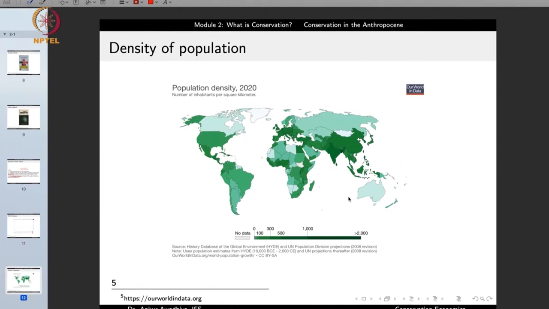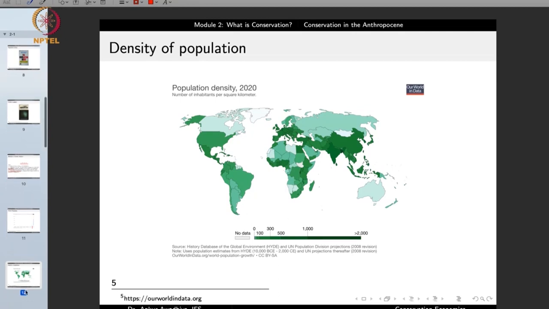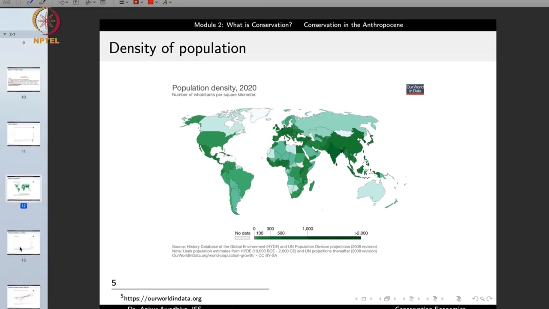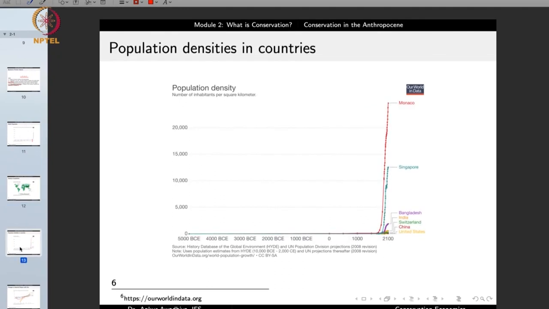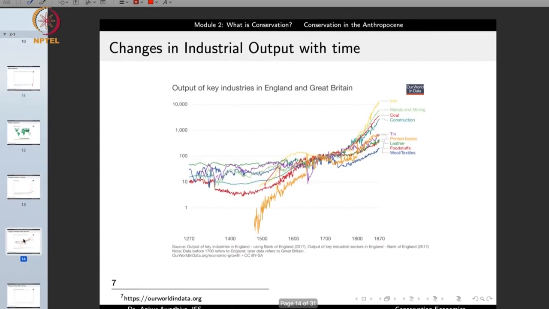And what we are observing here is that not only has the population been increasing with time and the rate been increasing with time, but also there are certain locations on Earth where the population density is very high, and that has an impact on the total human impact on the environment. The population densities have also been growing with time in a number of areas.